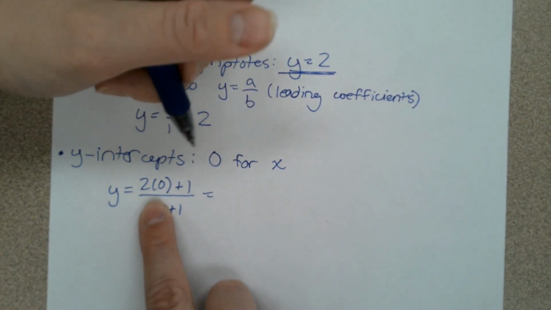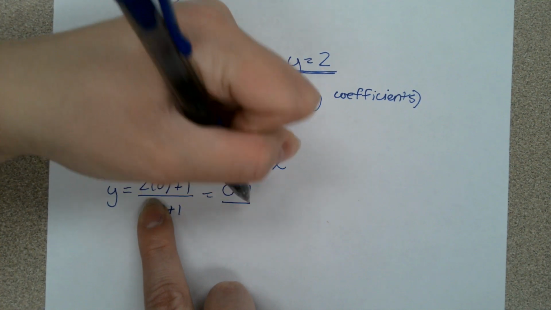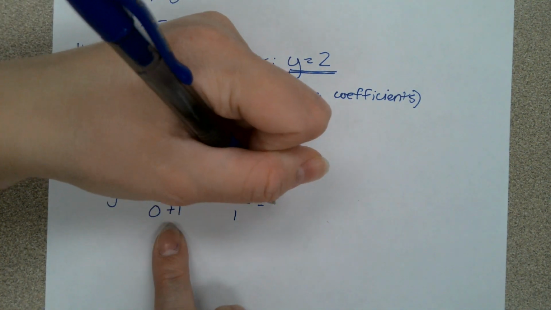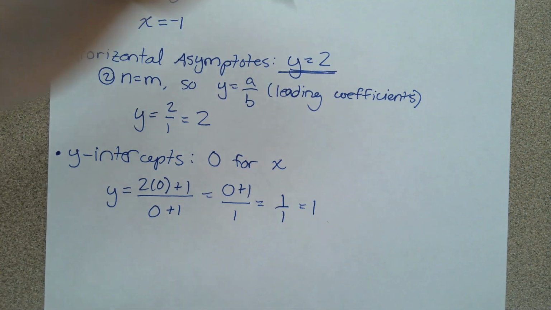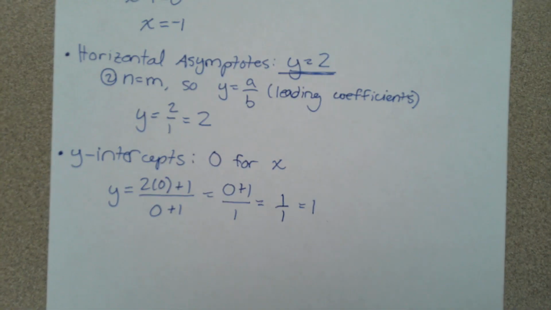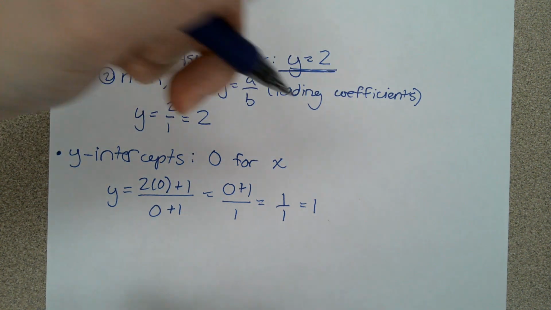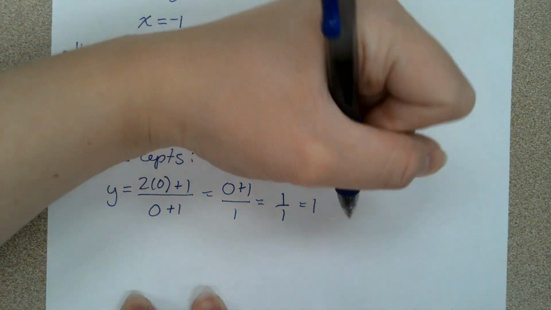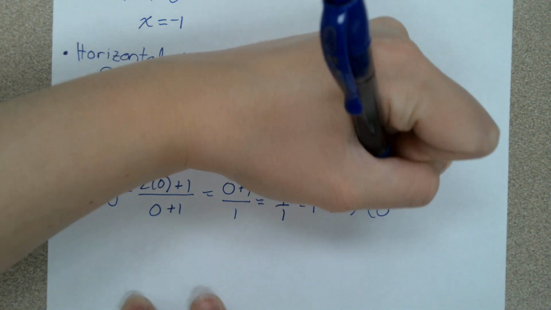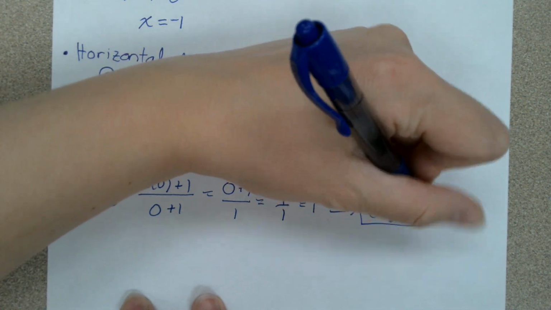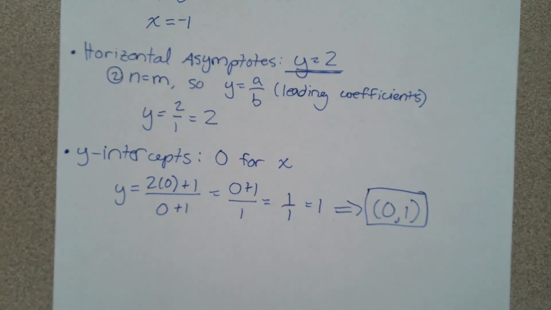2 times 0 is 0 plus 1 over 0 plus 1 is 1. So 1 over 1, which is just 1. So our intercept is at 1 on the y-axis, so we have to write it as a point for it to be correct: (0, 1). The point (0, 1) is our y-intercept.